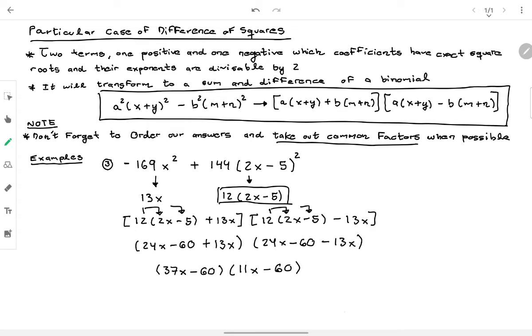In this case, I cannot take out anything because they don't have anything in common in any of the parentheses. So that's going to be our actual final answer.